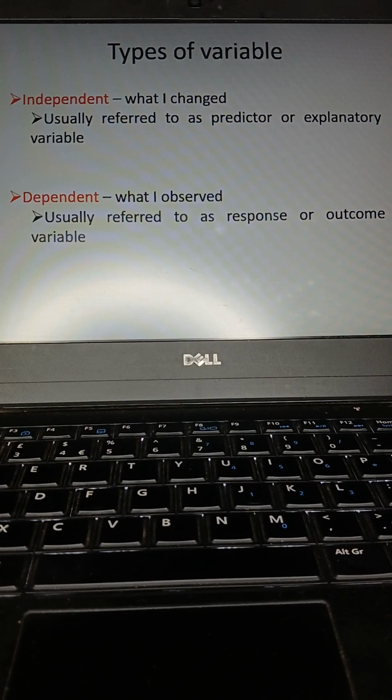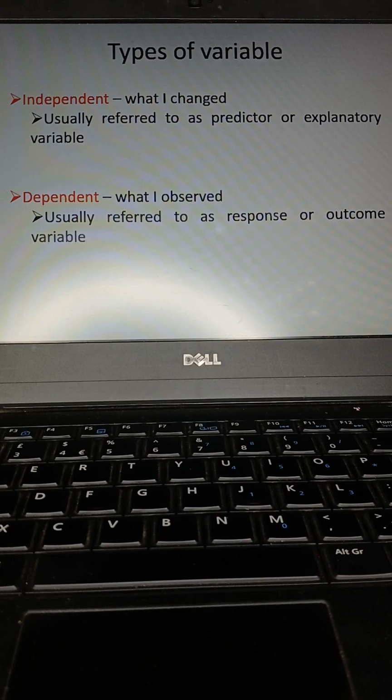Also, I want us to talk about types of variable. We talked about types of data. We said quantitative or qualitative. Let's look at types of variable. Types of variable are also of 2 types. Something that is independent, what you can change, and dependent is what you observe. So in statistics, we have 2 major types of variable. It's either they are independent or dependent.